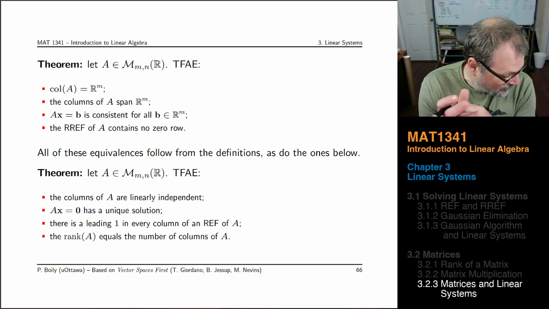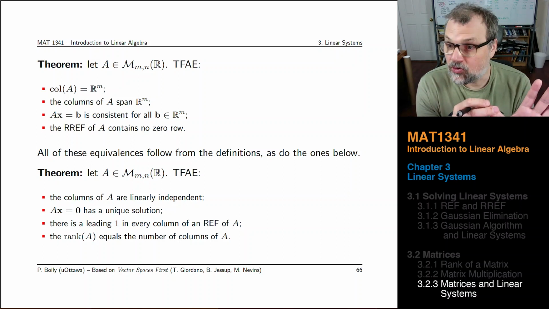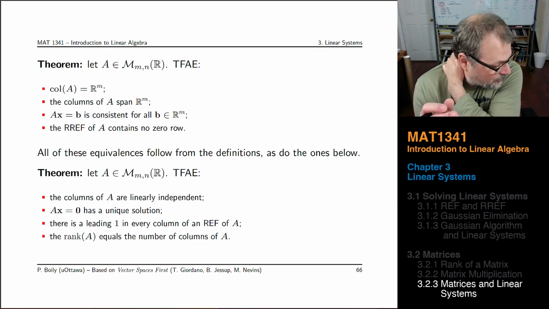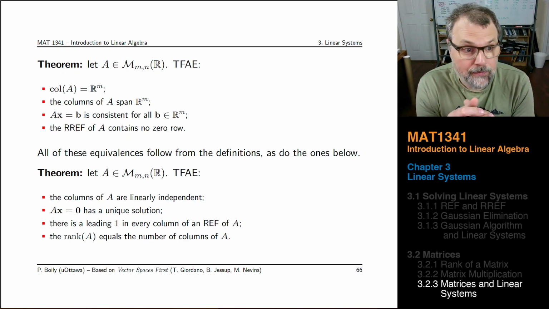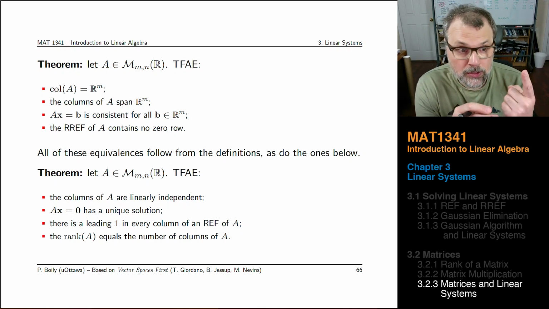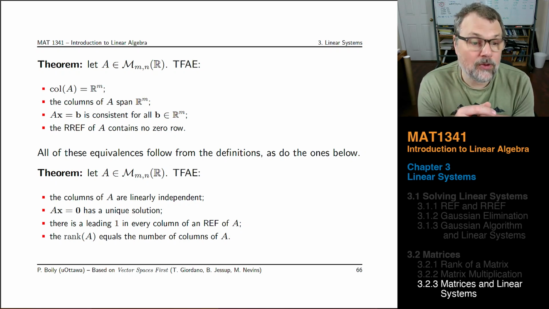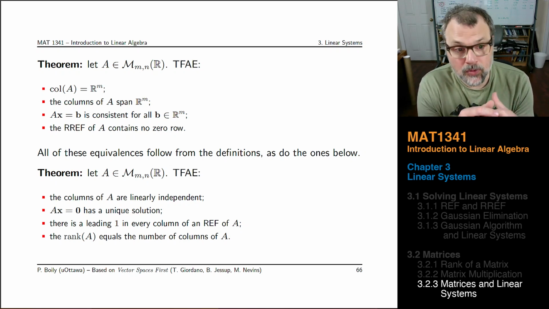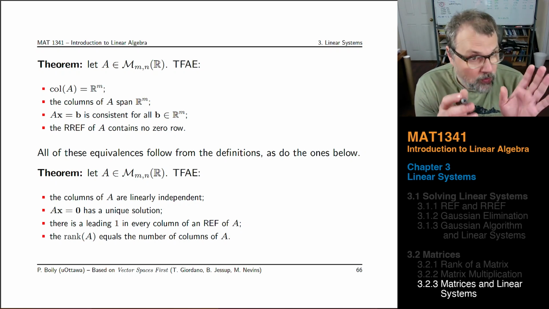Again, have a matrix A, which is an m by n matrix. The following are equivalent. If any one of them is true, they're all true for a specific matrix. If one of them isn't true for a matrix A, then none of them are true for that matrix A. The columns of A are linearly independent. Ax equals 0 has a unique solution. There's a leading one in every column of a reduced echelon form of A, and the rank of A is equal to the number of columns of A. So now we'll take for granted that we know this to be true.